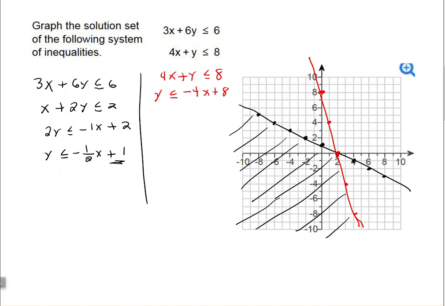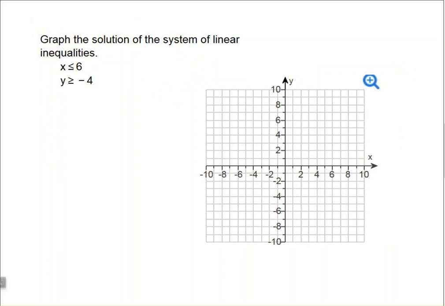Okay, let's look at another example. All right, this one we have x is less than or equal to 6 and y is greater than or equal to -4. So with the x is less than or equal to 6, we don't have the y variable, so that tells me we have a vertical line crossing the x-axis at 6. So I plot a couple of points, vertical points here. I said a couple, but plotted several.